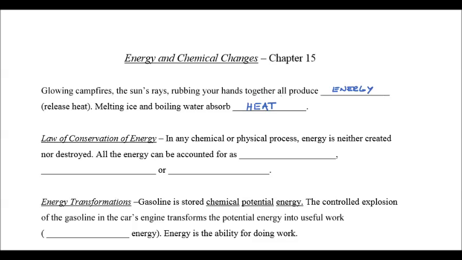We have a law of conservation of energy. In any chemical or physical process, energy is neither created nor destroyed. All of the energy can be accounted for as kinetic energy or potential energy. Kinetic energy is energy of motion. Potential energy is stored energy.